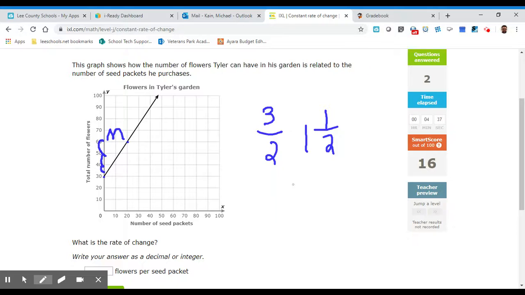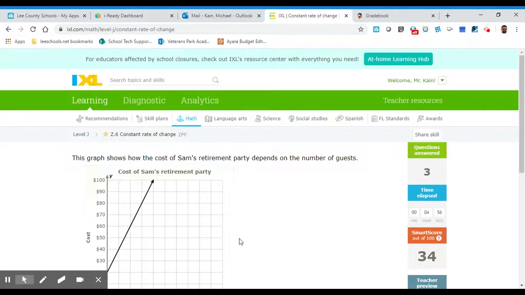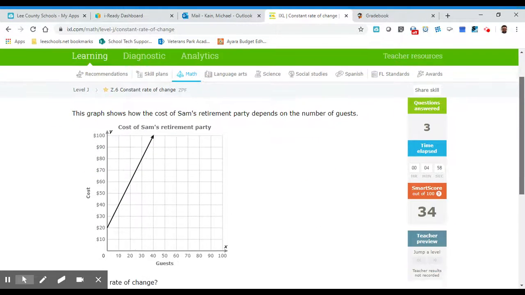And 3 over 2 as a decimal is 1.5. If you're not sure how to do that, you can plug it into a calculator. You could do it like this, 3 divided by 2. Either way, you'll get 1.5. All right, let's do one more problem here, okay?